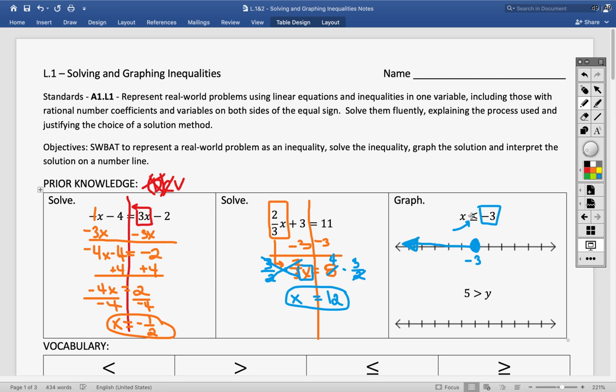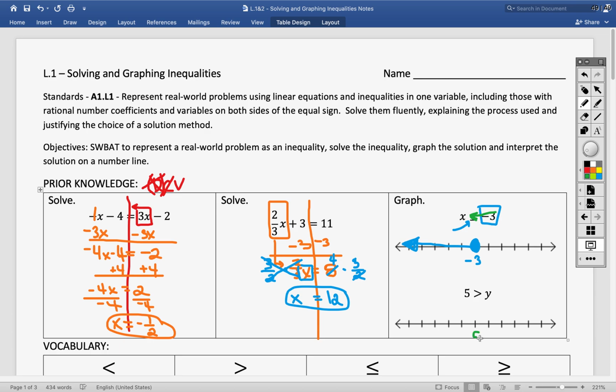Now, some of you may have said, all right, my teacher before told me to just turn this into an arrow and it will shade it that way. Okay, that is only true when the variable's on the left. So in this situation, I can't do that.